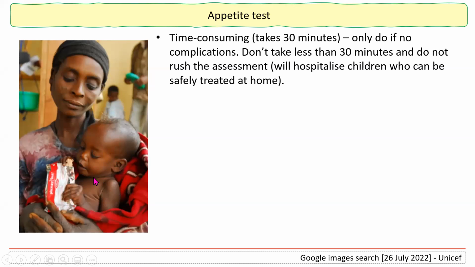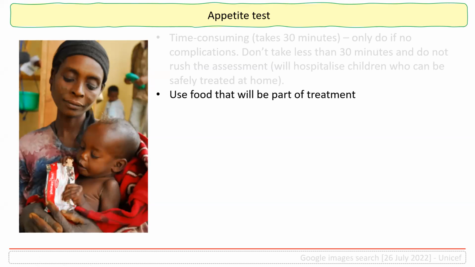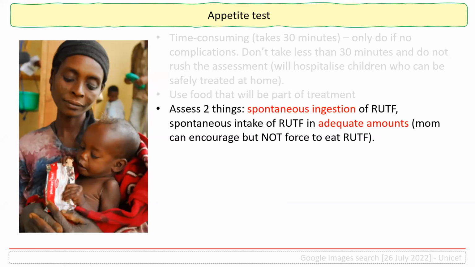And we do the test if a child doesn't have any medical complications of SAM that require immediate hospitalization, right? So if the sachet is available, we use the sachet, but you should always use food that will be part of the treatment. So in some countries, like in Southeast Asia, they use locally prepared formulations of ready-to-use therapeutic food. So that particular food should be part of the treatment.